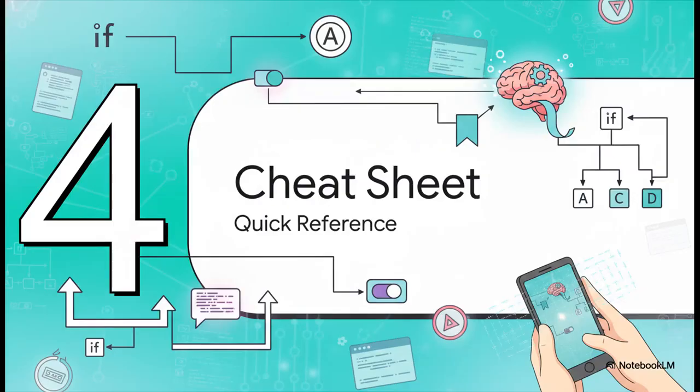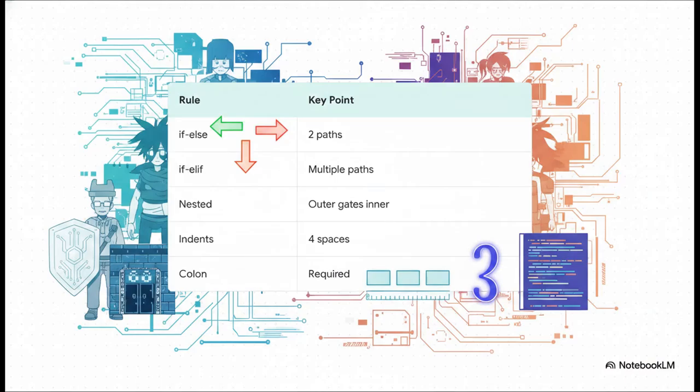Section 4. The ultimate cheat sheet. Wow, we've covered a ton of ground today, from basic true-false logic to multiple choice chains all the way down to nested inception logic. So here's a quick summary table that acts as your final study guide. Look at the key points here. If-else is your classic fork in the road, 2 paths, true or false. If-elif-else handles your multiple paths, and remember, they are always checked in top to bottom order. Nested if-else is your video game logic, where the outer condition gates the inner check.